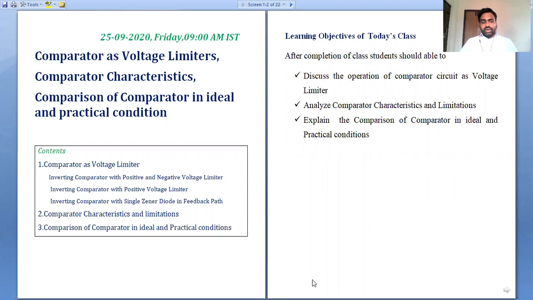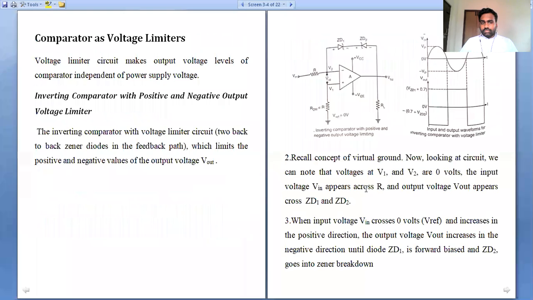If we go through the actual discussion today, first we will discuss the comparator as a voltage limiter. Voltage limiter means that the output voltage of a comparator is independent of power supply voltage. That means in the context of voltage limiter, the output voltage V0 is purely independent of input voltage.